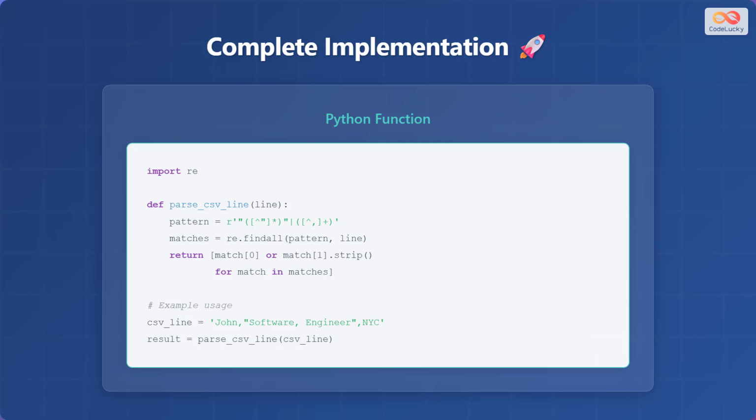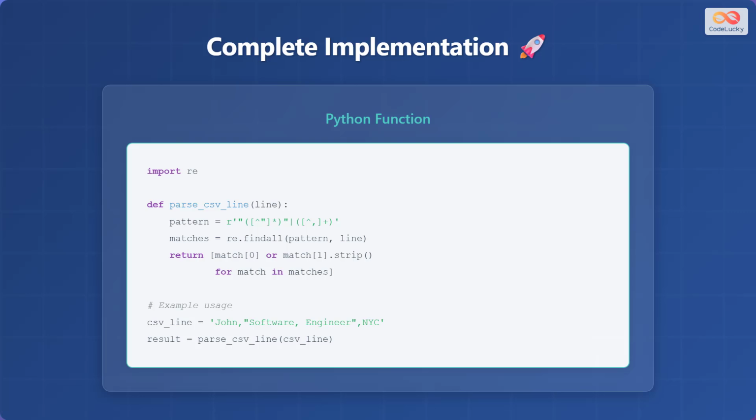Here's a complete Python implementation that handles quoted fields. We import the re module for regular expressions. The function parse CSV line takes a line of CSV as input. The pattern we defined in the previous slide is used to find all quoted or non-comma separated values using the re.findall function. The result is a list comprehension that goes through all of the matches, and if there's a value in the first group, it uses it. Otherwise, it uses the second group and strips any leading or trailing white space.